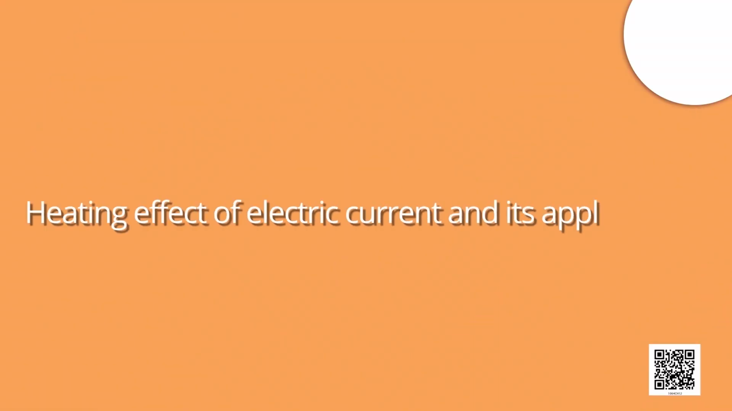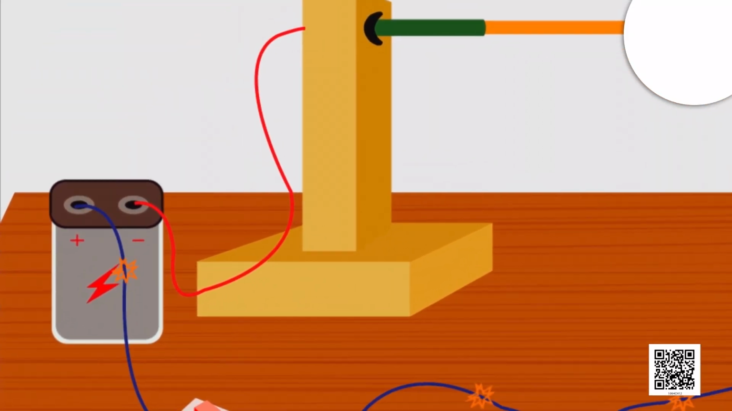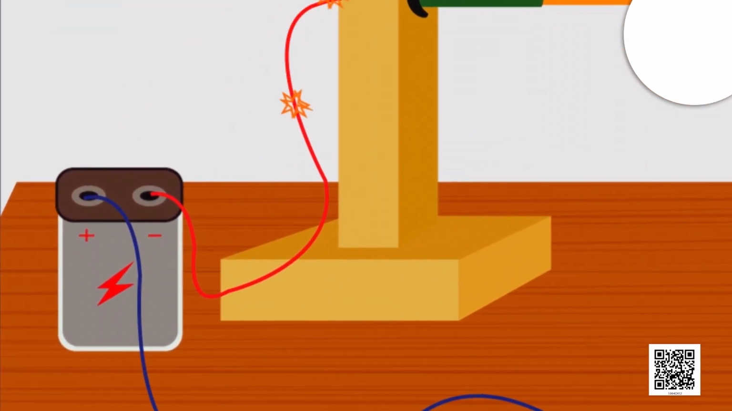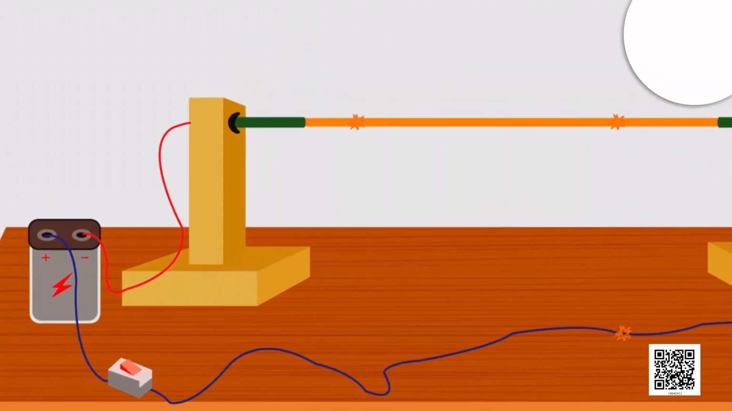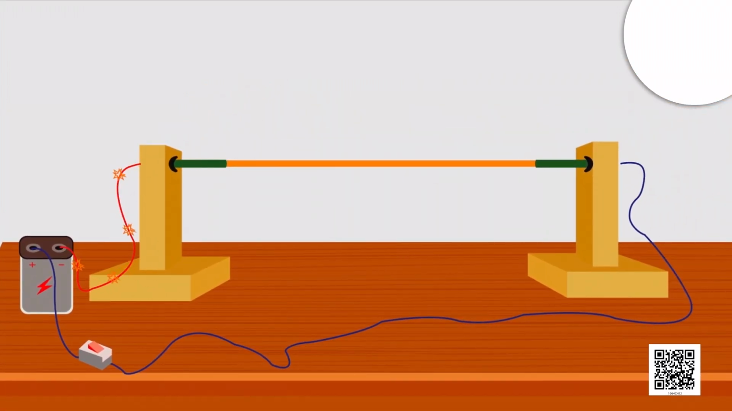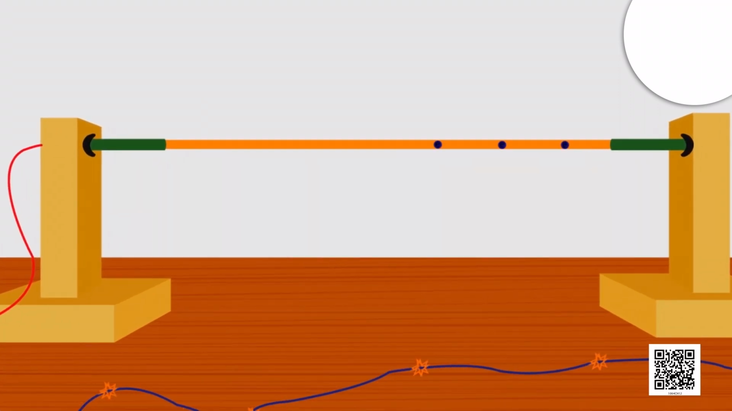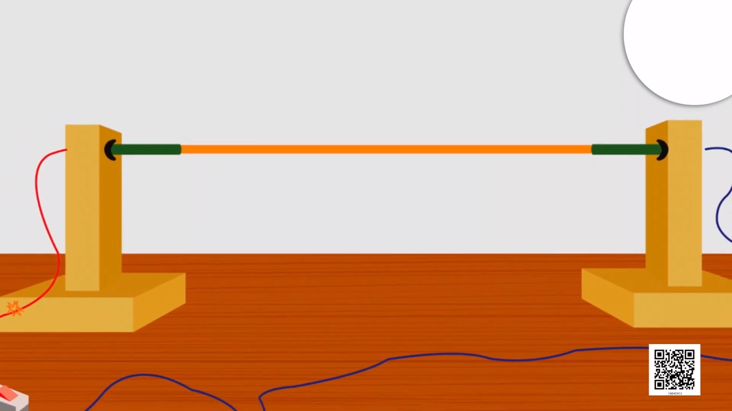Heating effect of electric current and its applications. We know that a battery or a cell is a source of electrical energy. The chemical reaction within the cell generates the potential difference between its two terminals that sets the electrons in motion to flow the current through a resistor connected to the battery. To maintain the current, the source has to keep expending its energy.